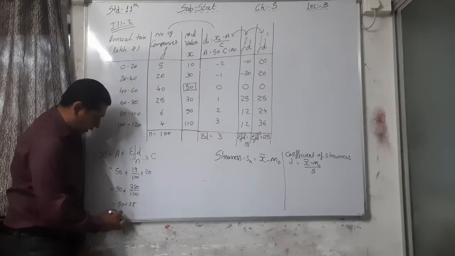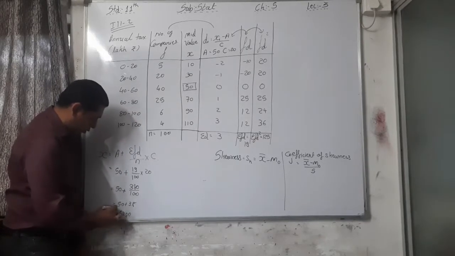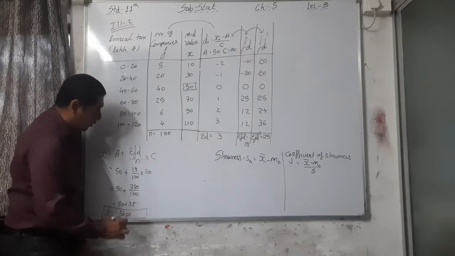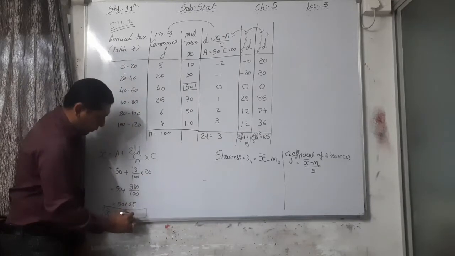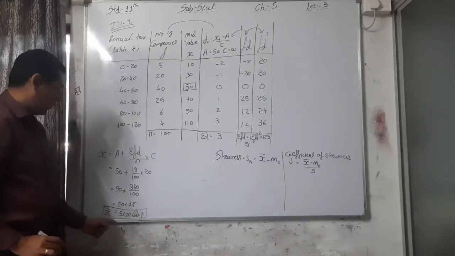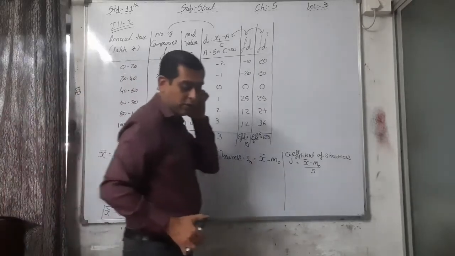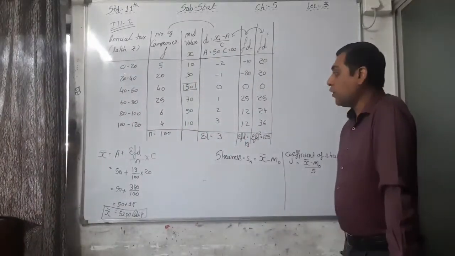So your answer is 53.80. X bar is equal to 53.8 lakh rupees. 53.80 lakh rupees is the answer. That is your mean. Please write down these first.